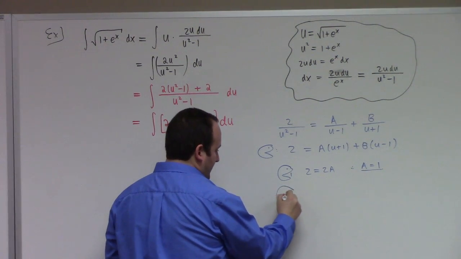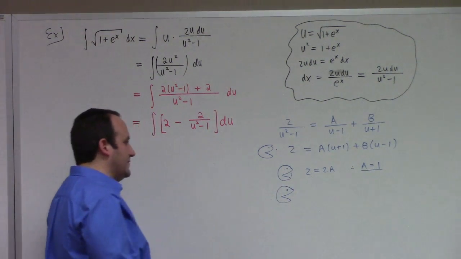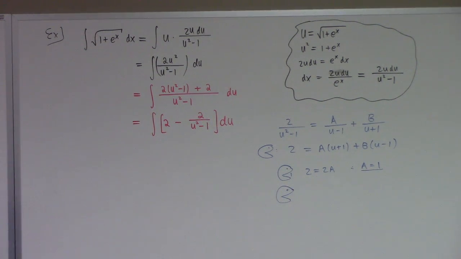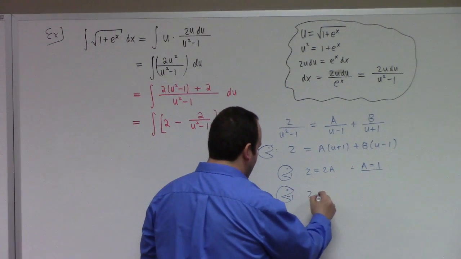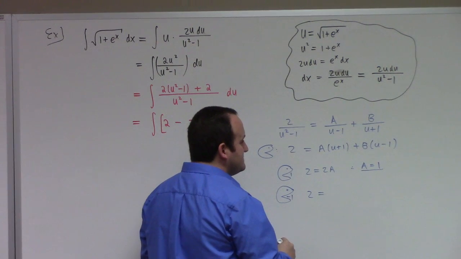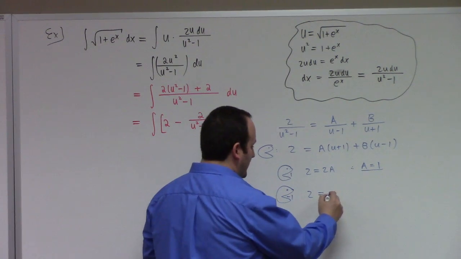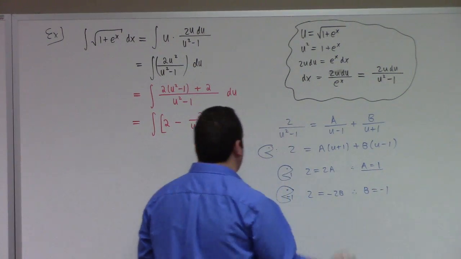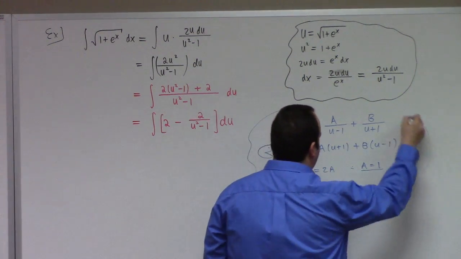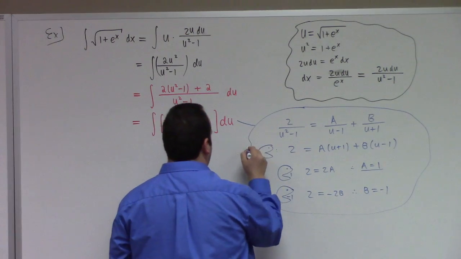All right, let's see here. What else should we feed a Pac-Man? Feed it -1. 2 is equal to -2b. Therefore, b is equal to -1. And so there's my partial fractions thought bubble. That gets me from here to here.